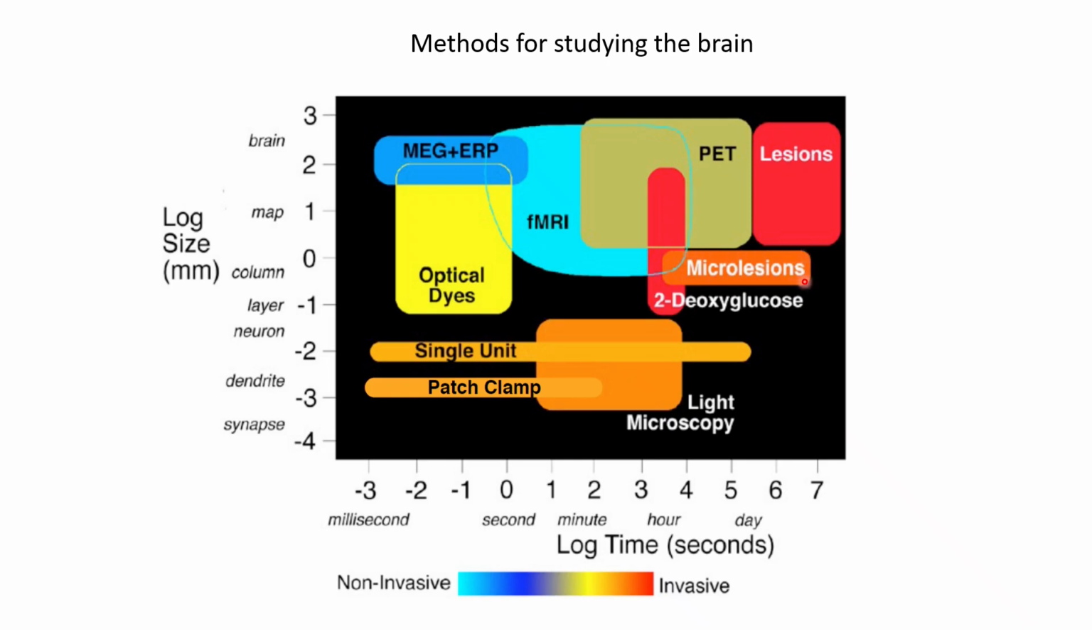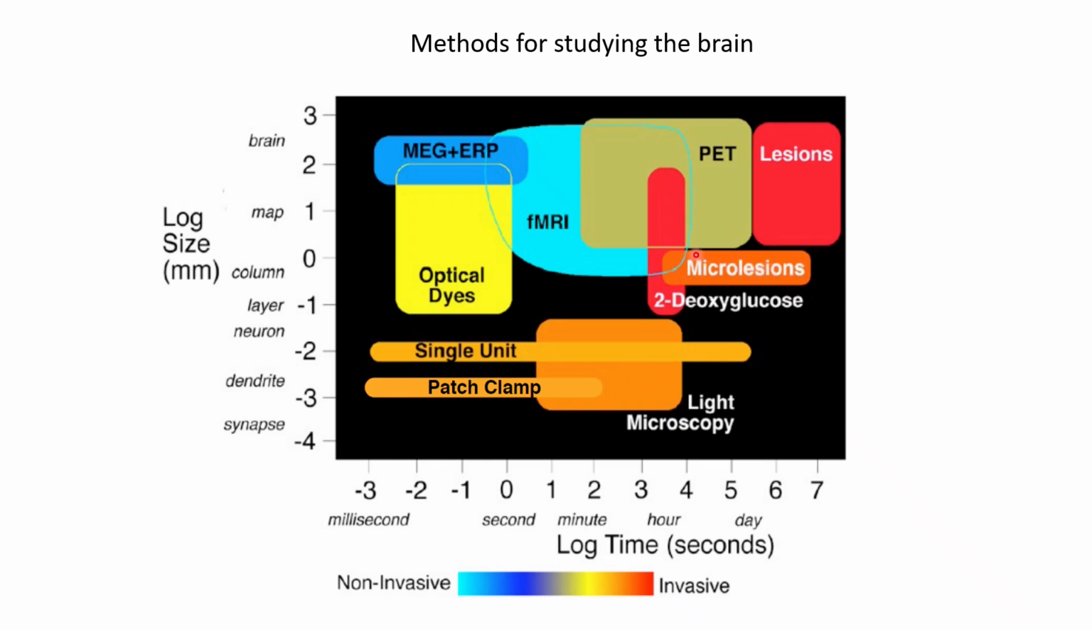This part of the brain may be on the order of sizes of millimeters, and this experiment can be done on the time scale of minutes or hours. And therefore using these micro lesions, one can see what that part of the brain is doing by seeing what is the effect on the person.